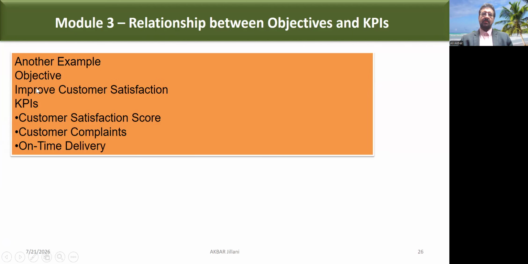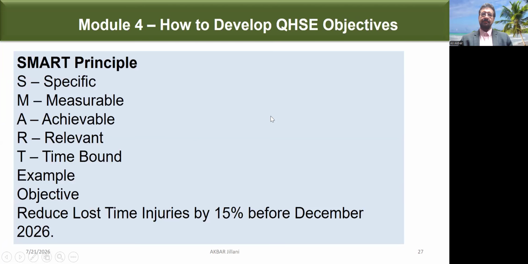Now, another example we are taking: improve customer satisfaction. This is for quality. The KPIs are customer satisfaction score, customer complaints, and on-time delivery. Now, SMART principles. Majority of the people say the objective will be SMART.